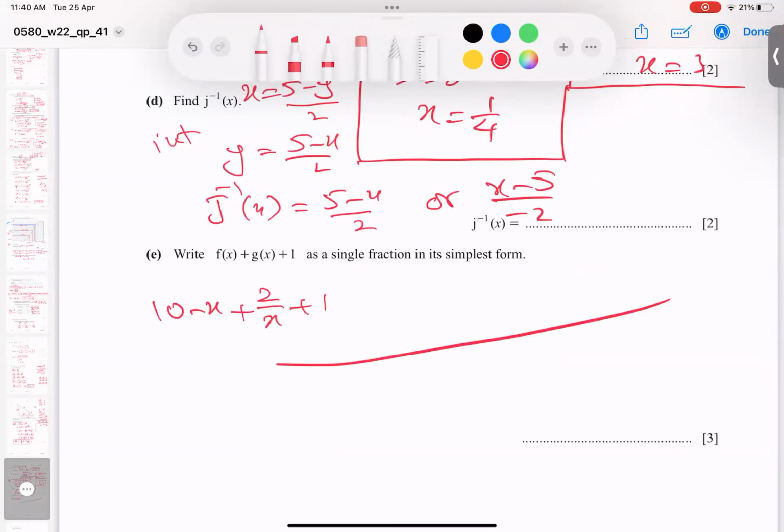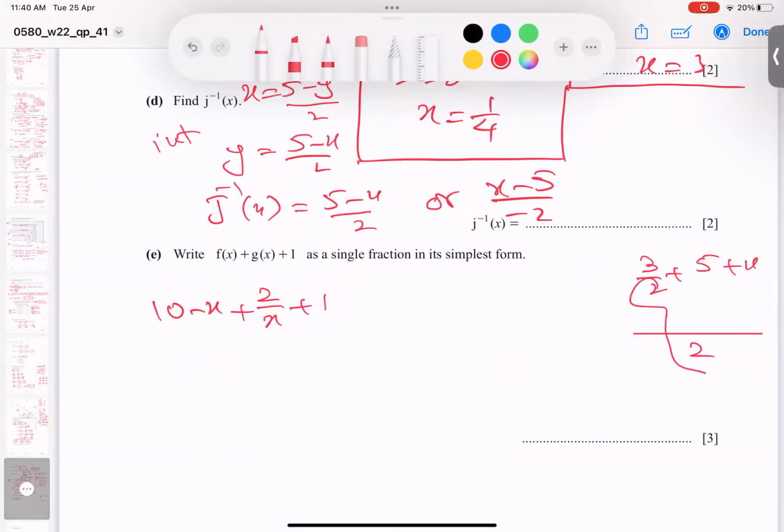I'll give you one example here. 3 by 2 plus 5 plus x. Whenever we did this kind of question, we copy the LCM, 2. So the upper 3 is copied, but here there is no 2 under 5 over x, so 2 multiplies with both. So 2 into 5 and 2 into x. Same story here.